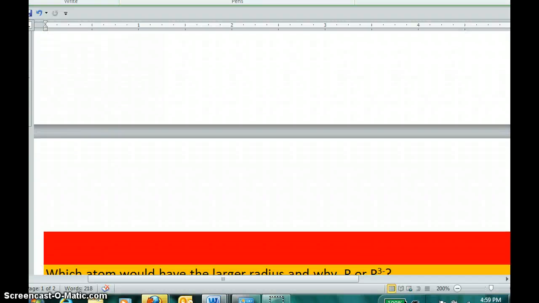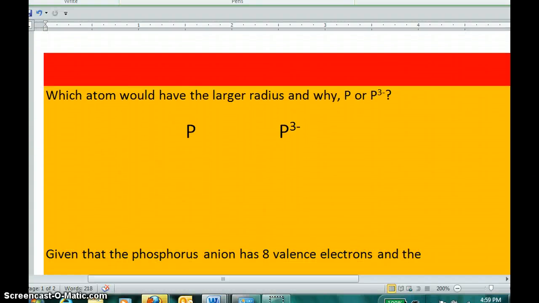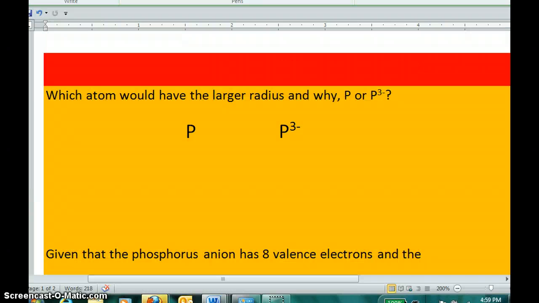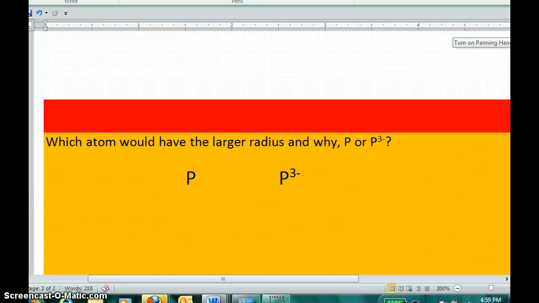Then, of course, what if we wanted to compare these two atoms? And I don't want to give away my answer, I want to be able to think. Which atom would have the larger radius and why? Phosphorus or its anion? Well, I start by considering valence level.